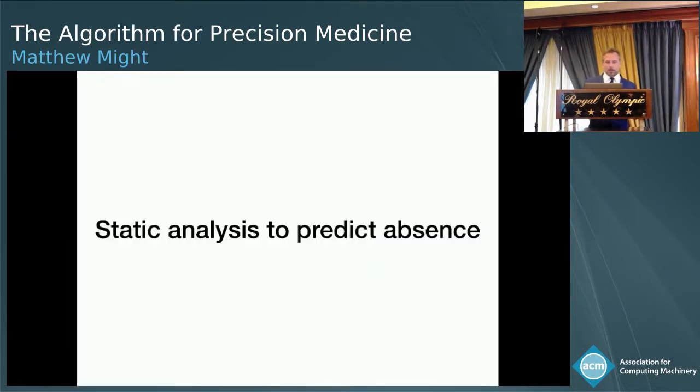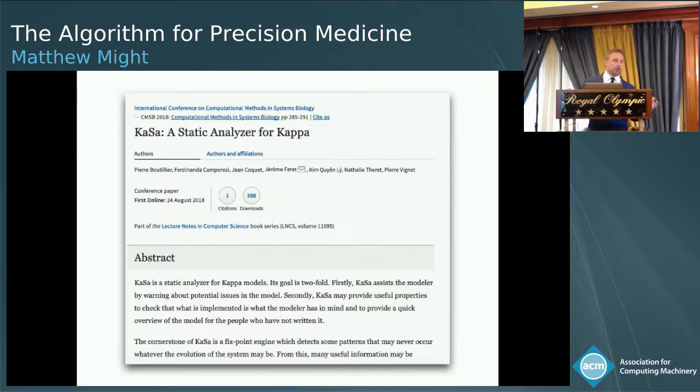But I think ultimately what you want to do here is not simulations. You want to use static analysis on these systems to predict unreachable species. It turns out other people are actually already doing this. Last year there was a paper called CASA, which analyzes Kappa systems and can start to answer some of these questions. The limiting factor here is really not going to be the static analysis, but the biological side. It's having enough rules to faithfully describe the biology.